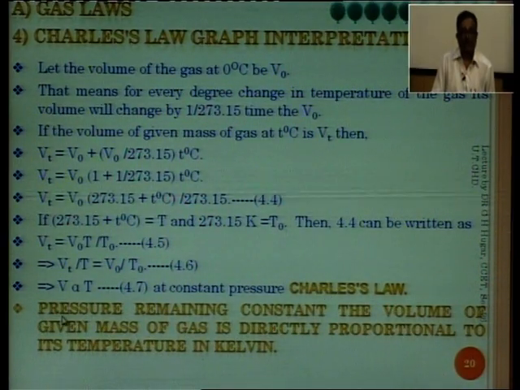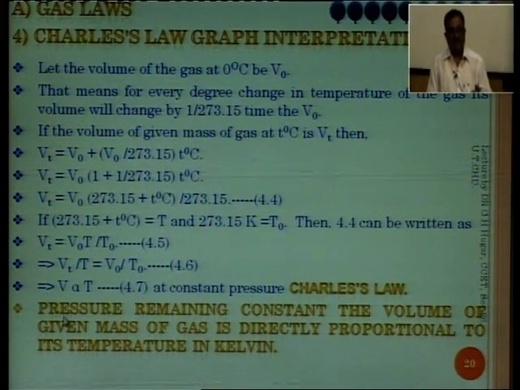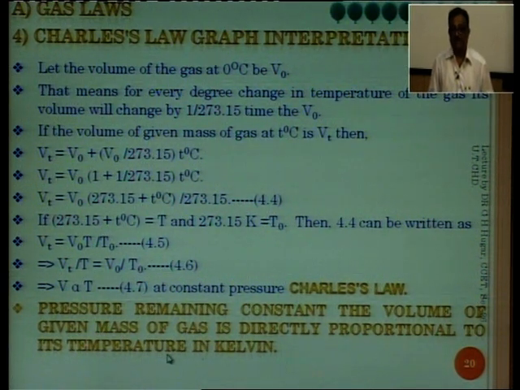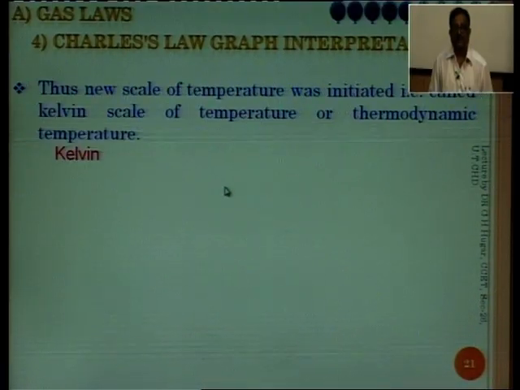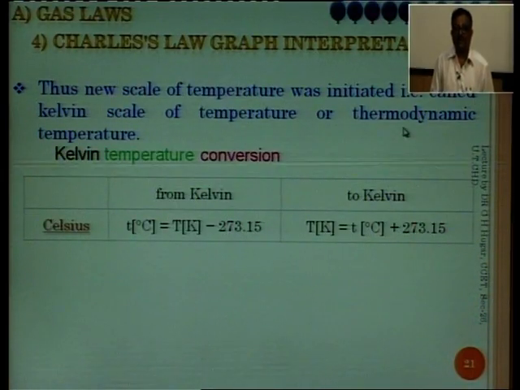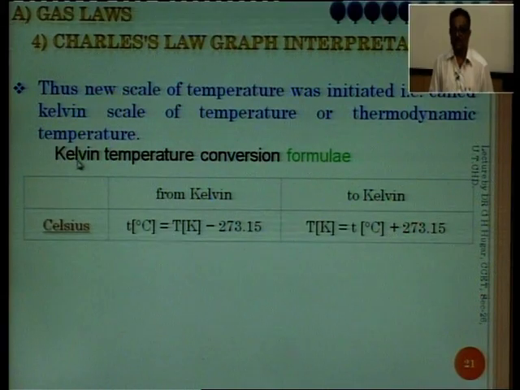Therefore, Charles law can alternatively be defined in this fashion: at constant pressure, the volume of a given mass of a gas is directly proportional to its temperature in Kelvin. Look at that, it is capital T now. Capital T means temperature in Kelvin, thermodynamic temperature. So, a new scale of temperature was initiated called the Kelvin scale of temperature or thermodynamic temperature.